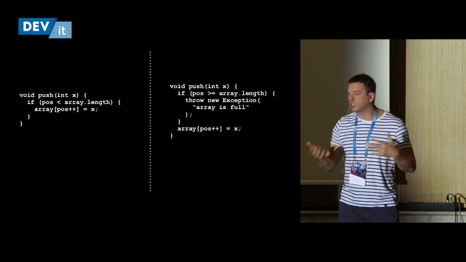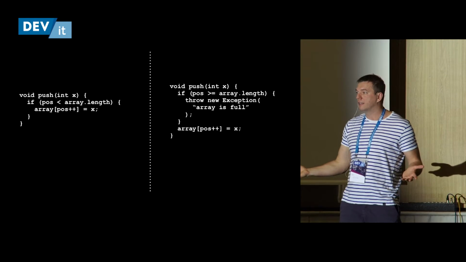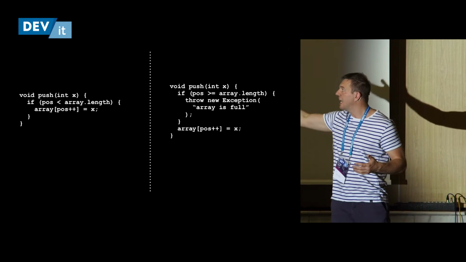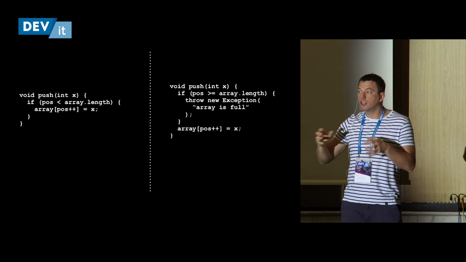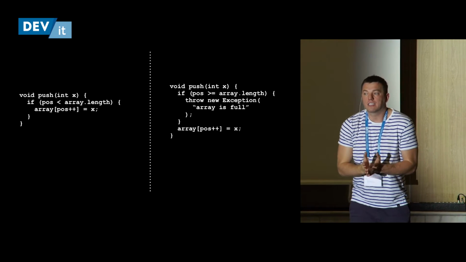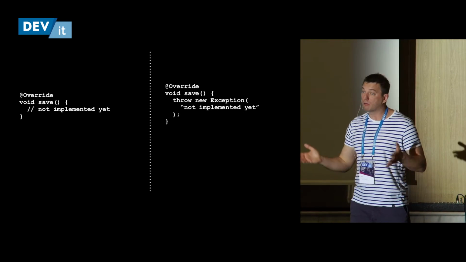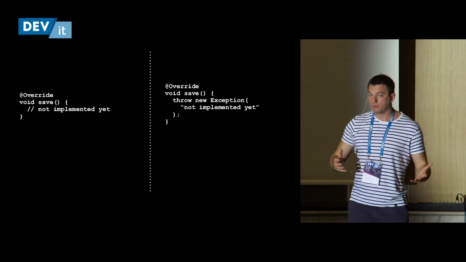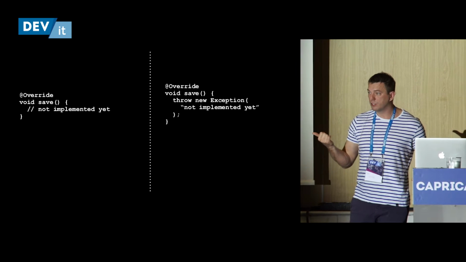Like, how come I just pushed that number and then I'm trying to get it out of there, but it's not there. And then I will need to go in, I will investigate, and then probably I will find that's the problem. The list actually did not accept my number. They basically ignored the situation of the array being full. And that will take way more time. So that's the point. We need to make problems visible. Is it clear? Can I continue?